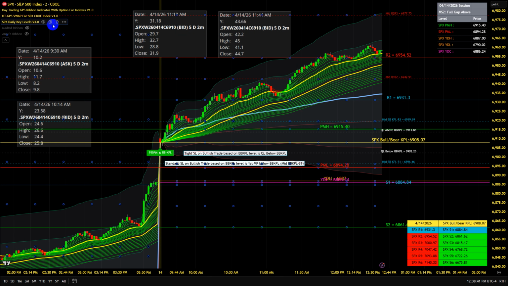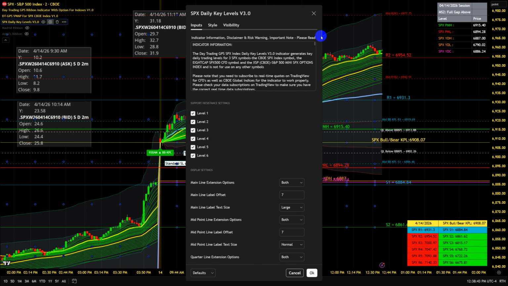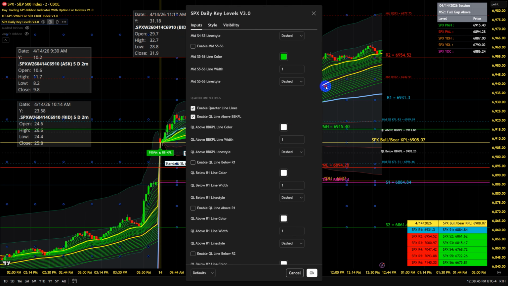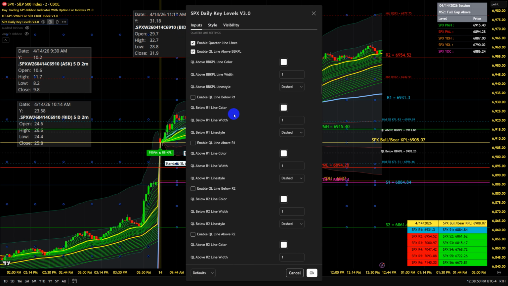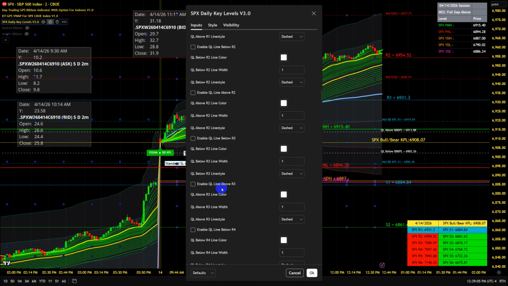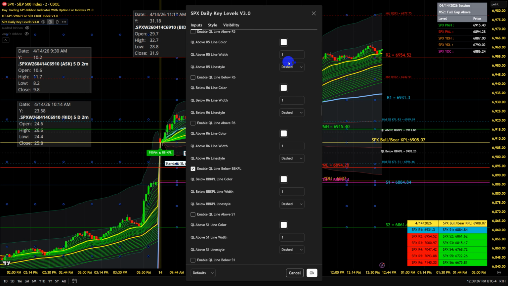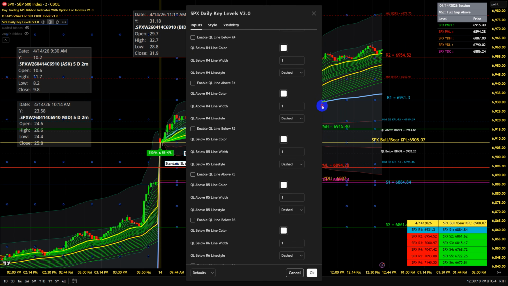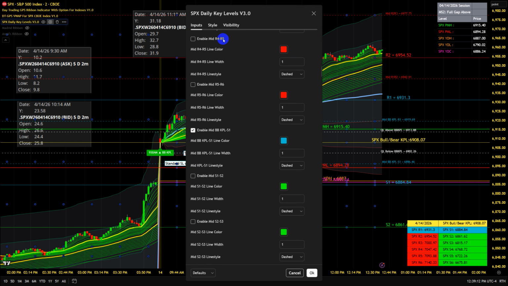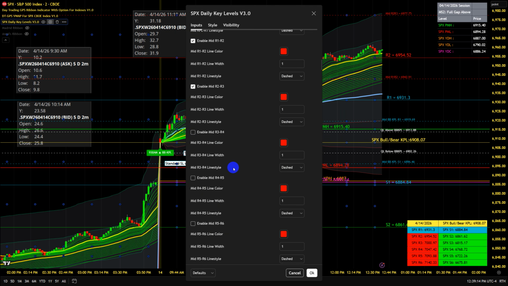If you want to turn on the QL levels, you just simply go into the user control panel. The QL above and below the BBKPL are turned on by default. However, you can change the defaults if you want to have other ones turned on if you prefer using tight stop losses. So as you can see, you have QL line above R1, QL below R1. You have above and below for each one of the R levels, followed by each one of the S levels. Same thing with the midpoint levels. You just simply turn on which ones you prefer on the S levels or the R levels.